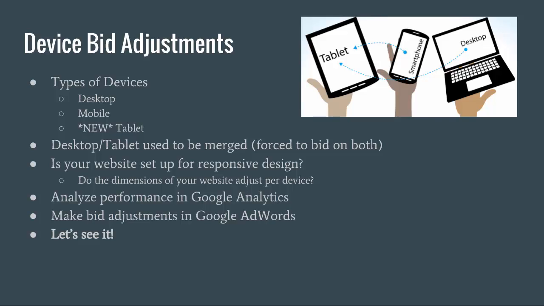All right, so like I mentioned before, desktop and tablet used to both be merged. So the question you have to ask yourself is, first off, is your website set up for a responsive design? A responsive design means that the dimensions of your website will adjust based on what device people are coming from. If your website is not set up for responsive design, then people coming to your website on a mobile device, it's going to be very zoomed in on the top left corner, and it's going to be hard for people to navigate your site.